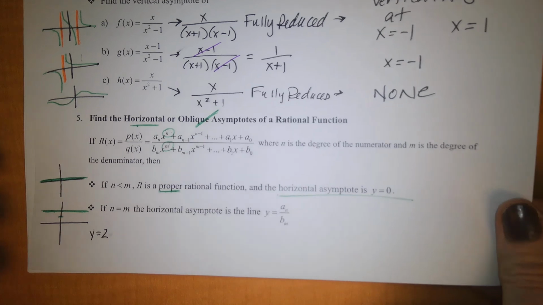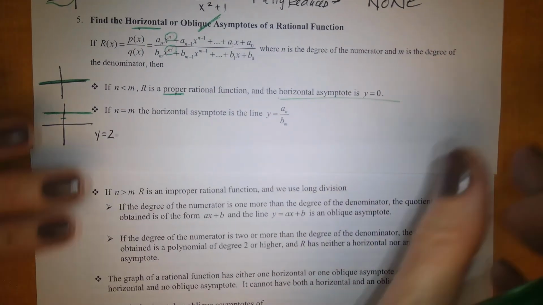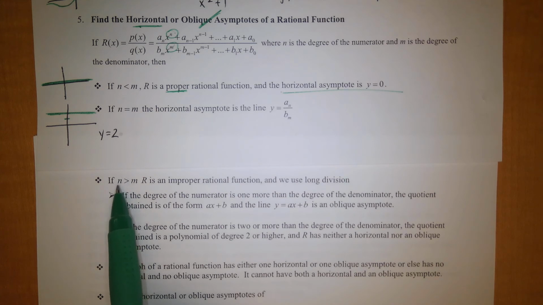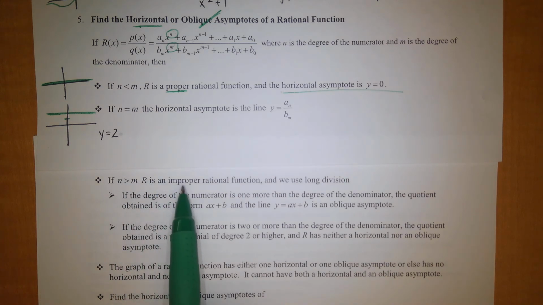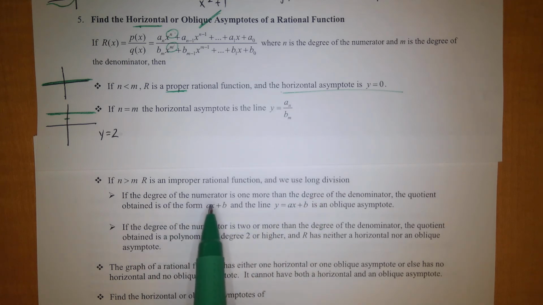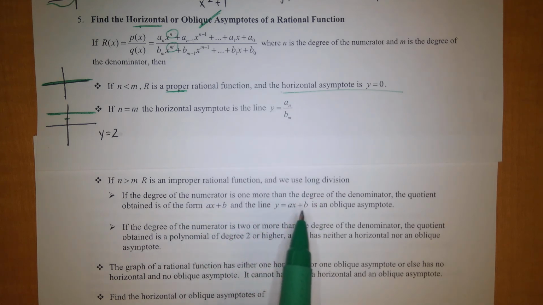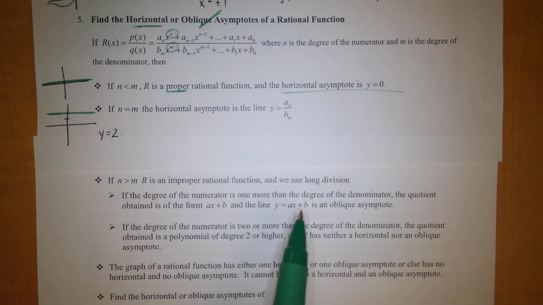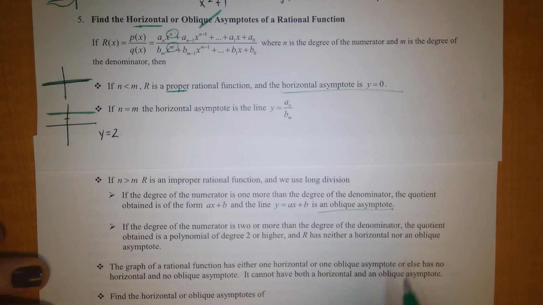Then the oblique, the third option, says, well, what if the degree of the numerator is larger than the denominator? That means you have an improper fraction. Then we have what's called an oblique, and we use what's called long division. So if the degree of the numerator is 1 more than the degree of the denominator, the quotient of the division is where we find the oblique asymptote.